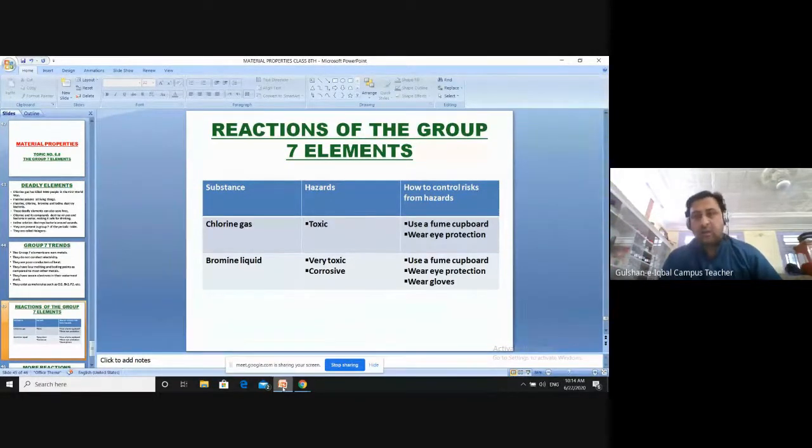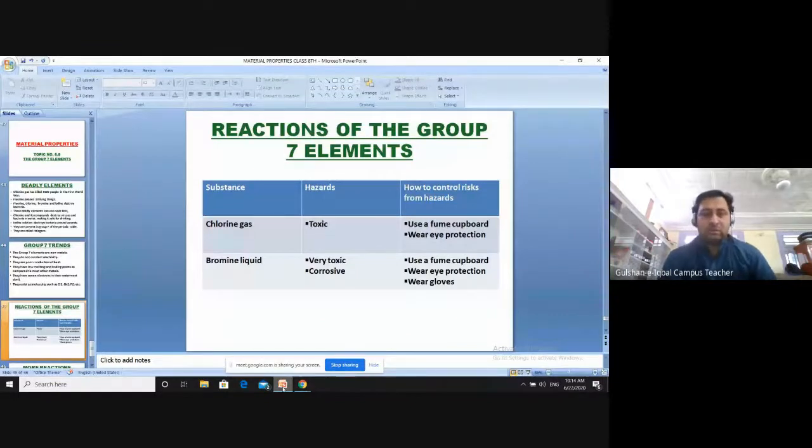So again, first you will use a fume cover, so that any fumes are absorbed in the cover. Second, you will use eye protection, for example goggles and glasses, so that your eyes are not irritated. And the third one, you will use gloves as well, because it is corrosive, and if the liquid comes on your hands, it can start reacting on your skin, and your skin can be damaged.